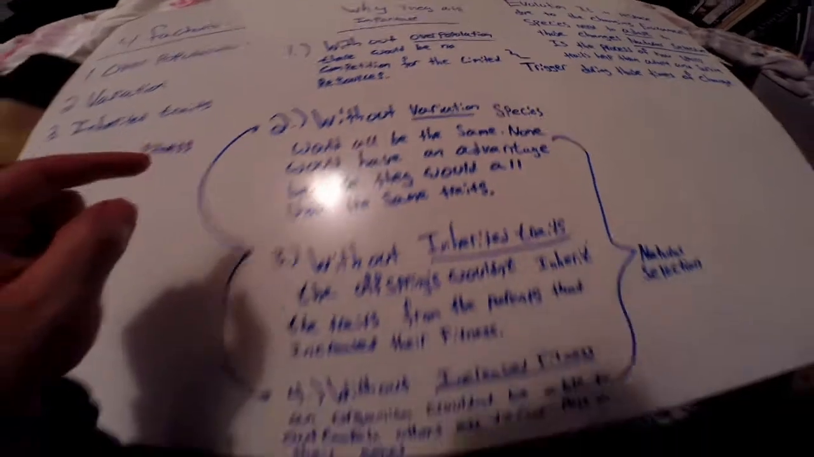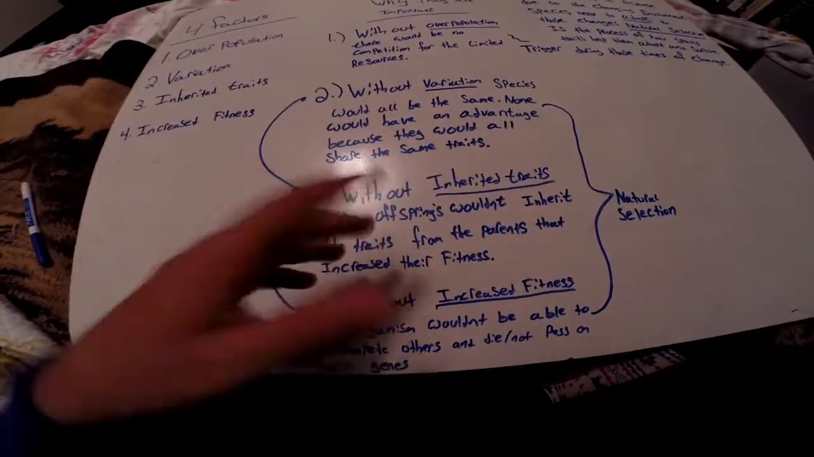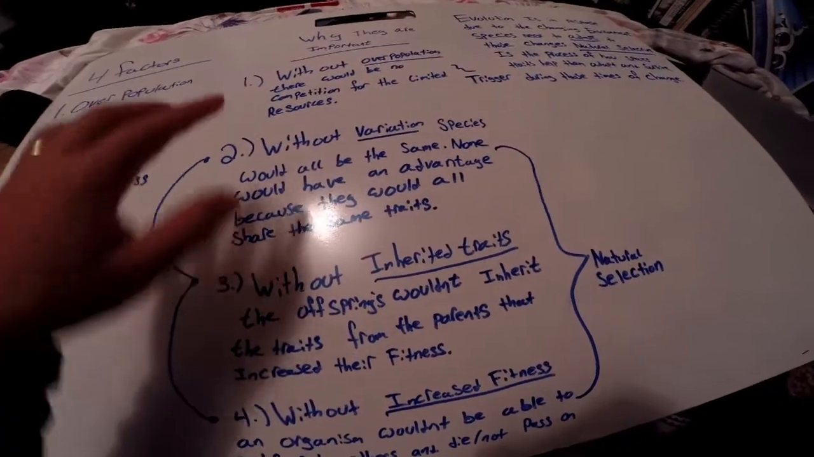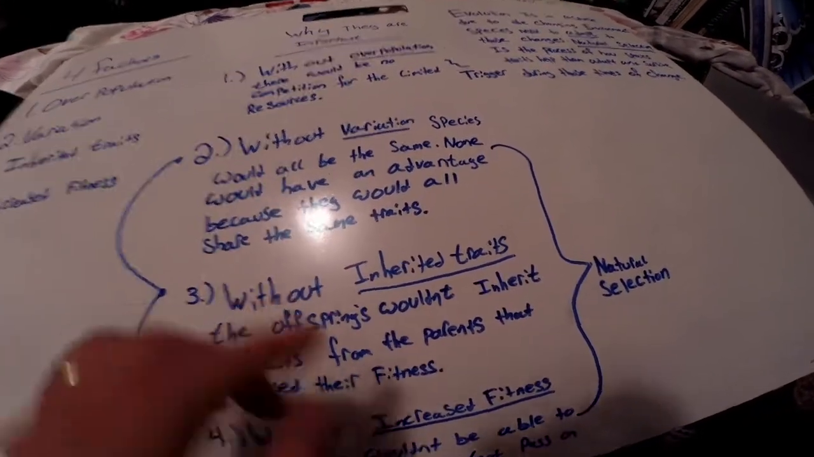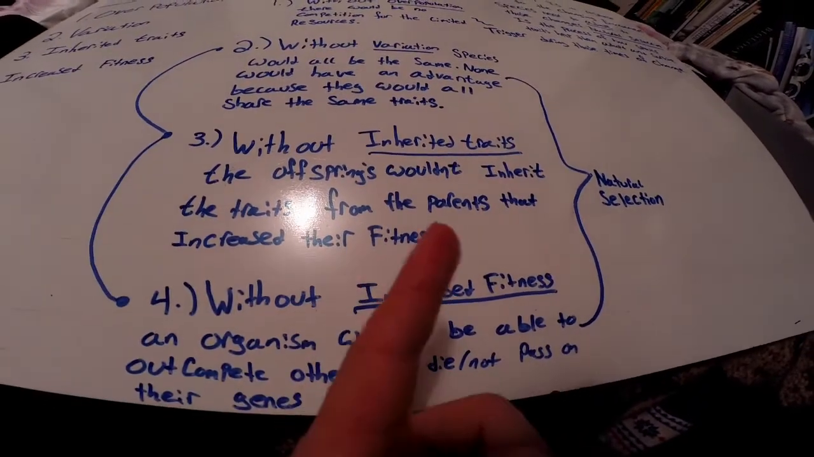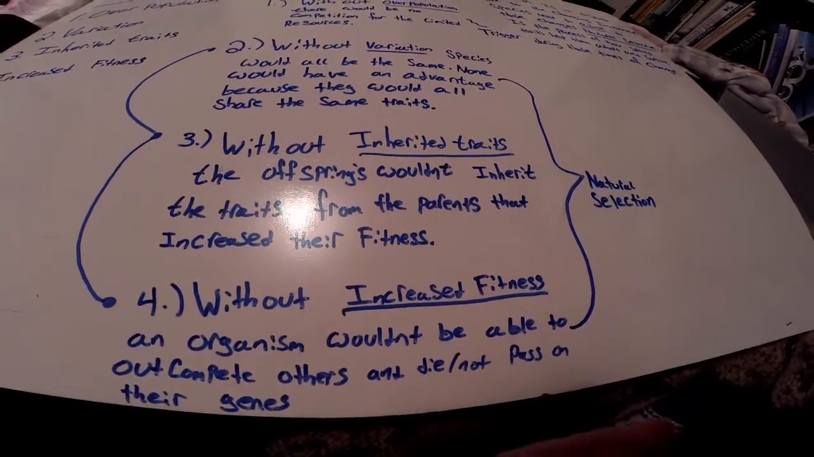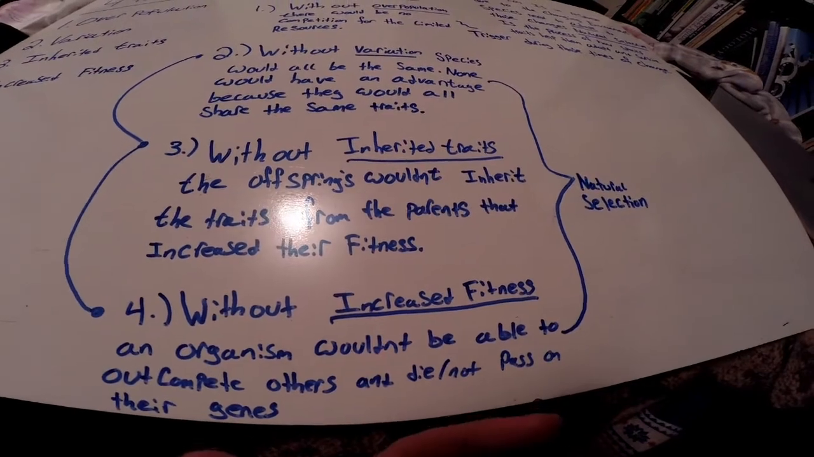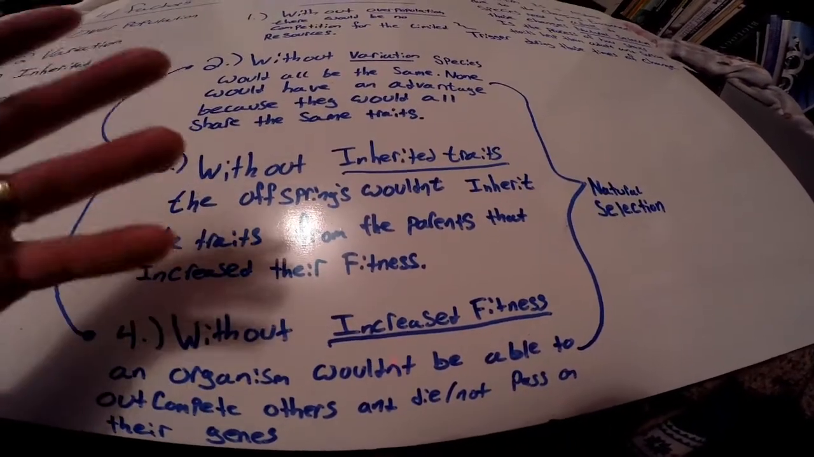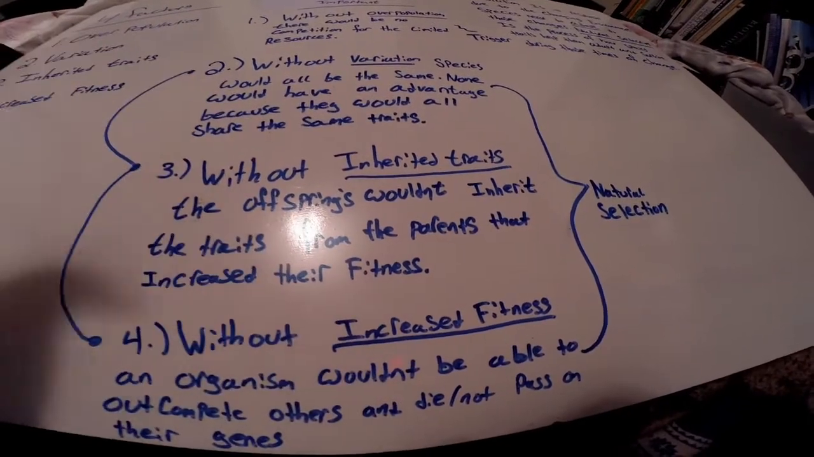That's another reason why I have all three of them connected, because they intertwine with each other. They're all one and the same a little bit, but for our case they're going to be different, but they all tie into each other. And we're going to see that because without inheritable traits, the offspring wouldn't inherit the traits from the parents that increase their fitness. If we have variation, then that's fine. But if they can't inherit those variations, then what's the point?